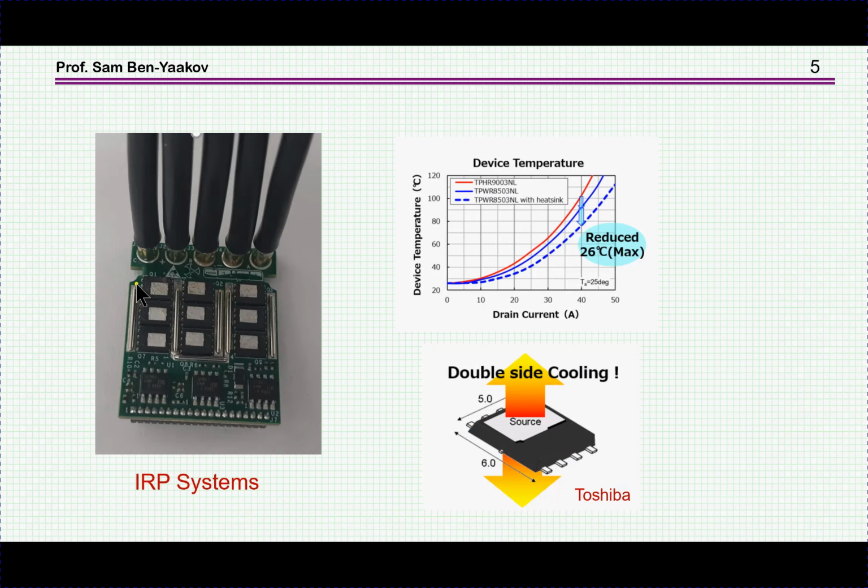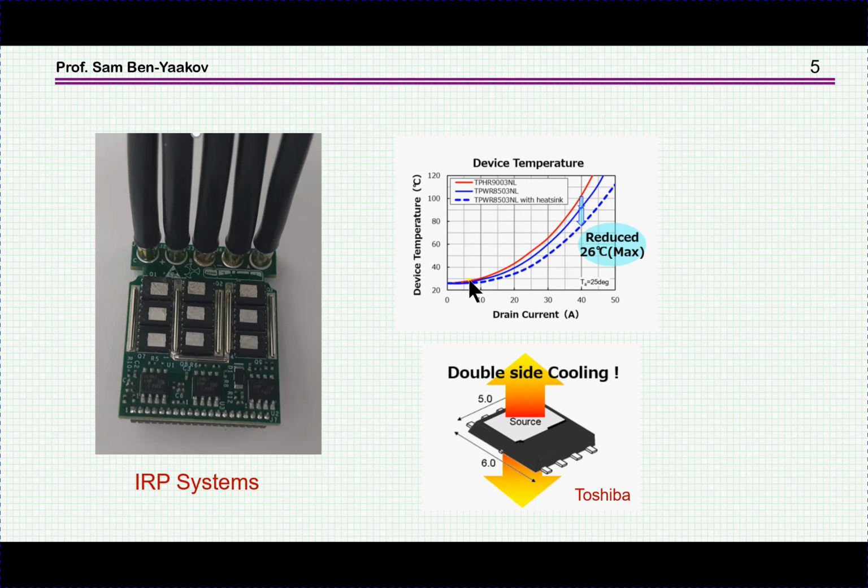Here is another example of a board which is in fact a three-phase inverter. You can judge from the thickness of the cable that this is for high current. In fact, it's for about 200 amp. And these transistors are put on the PCB, and there's going to be a heatsink above them. These are transistors which have cooling from both sides, so the heat can be removed efficiently from the transistor itself.